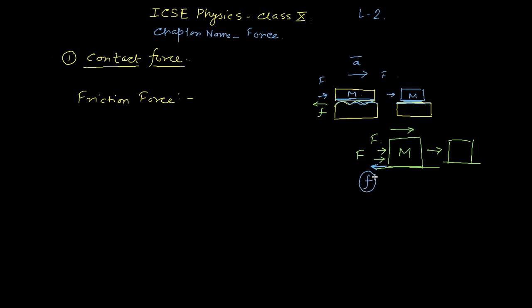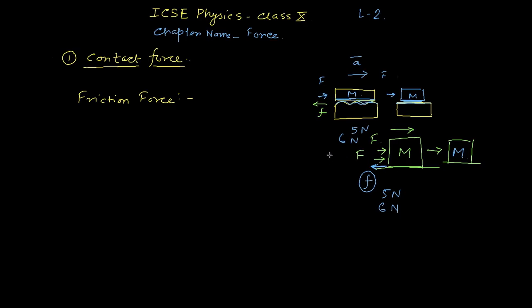And if force is more, then frictional force is more. When this force is more than this frictional force, then only you can move the mass, otherwise you cannot move the mass. That means if we apply 5 Newton force, then the frictional force also applies 5 Newton force. If you apply 6 Newton force, then friction also applies 6 Newton force against you.